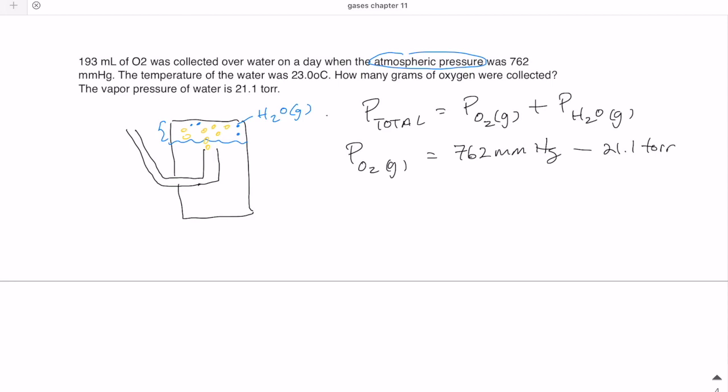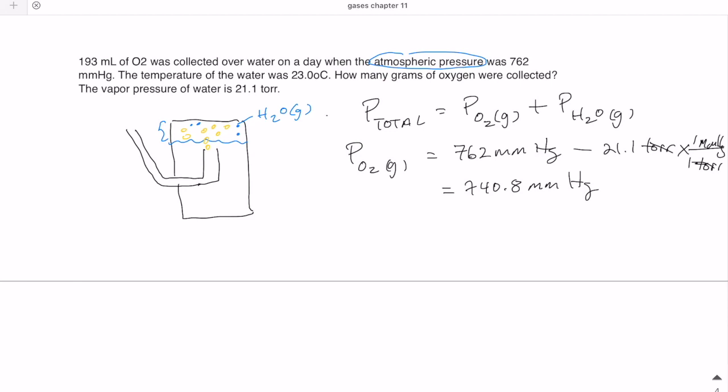So the two units are not equal to each other, so they need to be converted, and you need to look up conversion factors between torr and millimeters of mercury, which happens to be the same, so 1 to 1. In other words, that's a fairly easy conversion to do. And so you end up getting 740.8 millimeters of mercury.